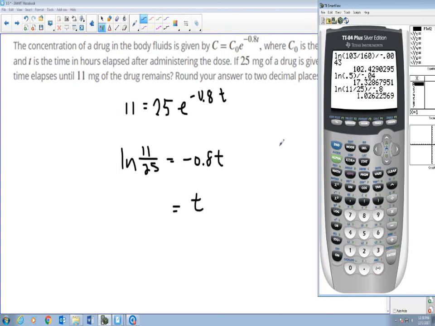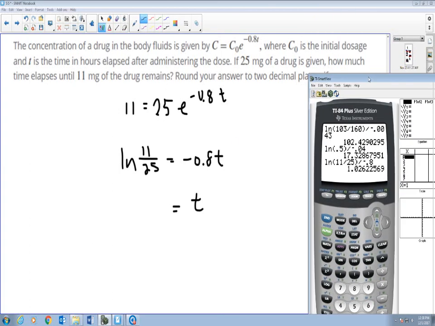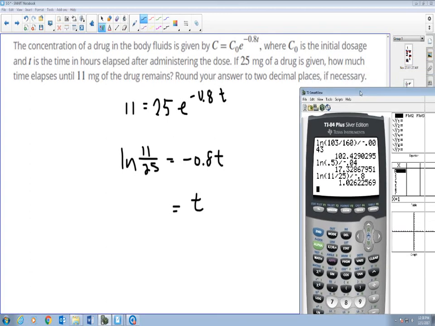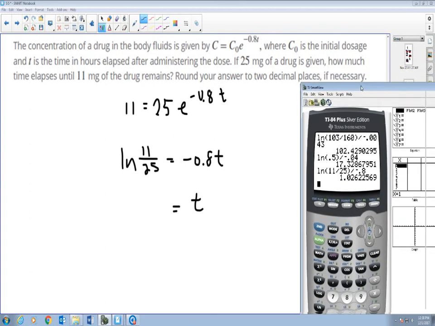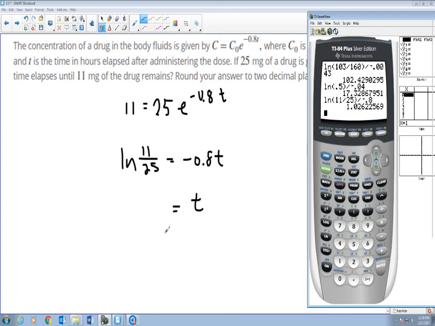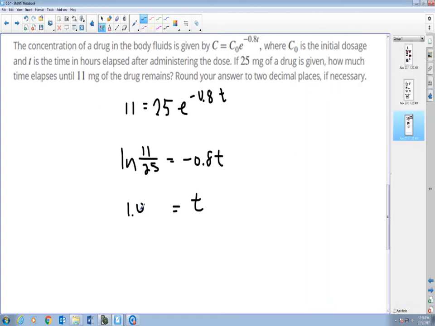Okay, so that would take about, with t in hours, 1.03 hours.